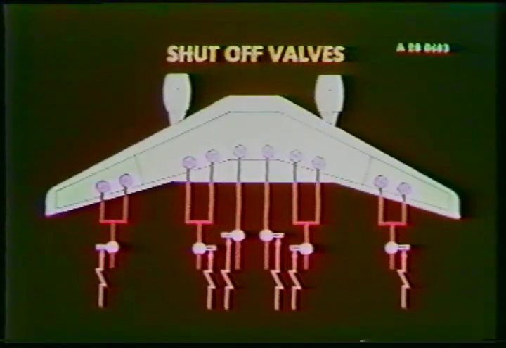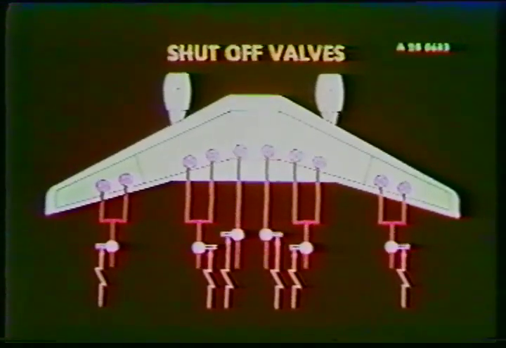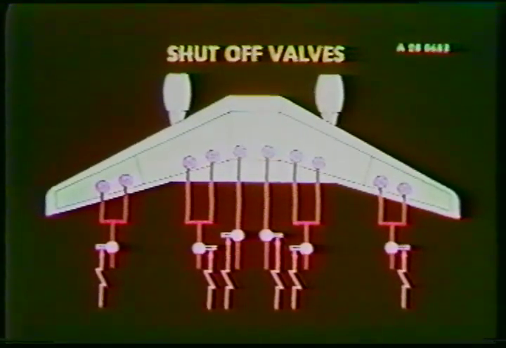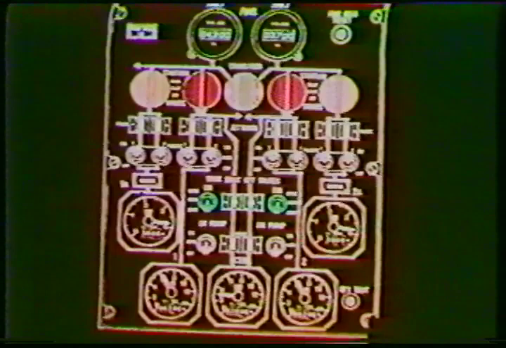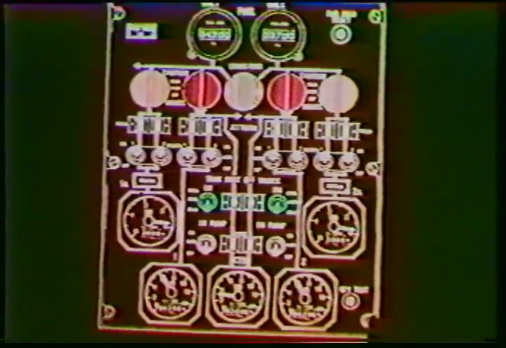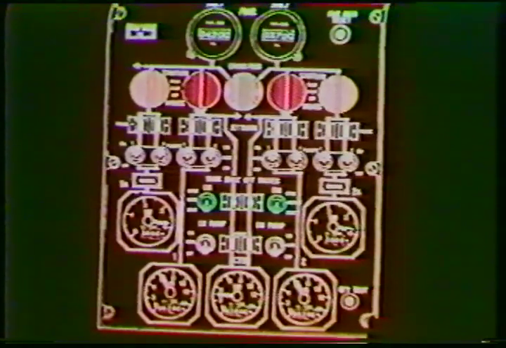6 electrically operated tank shutoff valves control the flow of fuel delivered by the 2 pumps of each tank. 2 selector switches control the center tank shutoff valves, and 4 rotary selectors control the 4 wing tank shutoff valves.